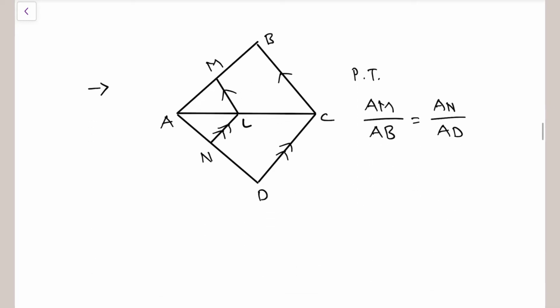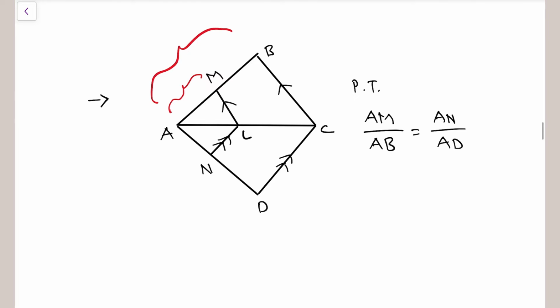Next, we have a triangle, sorry, two triangles. One is the upper triangle and one is the lower triangle. Then he's asking to prove that AM by AB equals AN divided by AD. Observe this. AM by AB. This is AM, this is the upper one, and AB total. So upper one by total. That logic we need to follow.